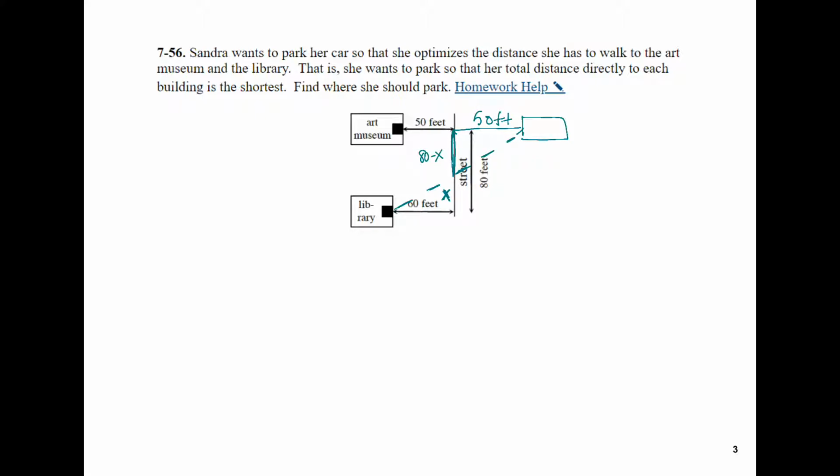We then have two right triangles, so we can set up a ratio. So we can put 60 over x and set that equal to 50 over 80 minus x. We then want to eliminate the denominators. So if we multiply by x on both sides, we get 60 is equal to 50x over 80 minus x. If we multiply both sides by the denominator on the right, we get 1 whole on the right side.